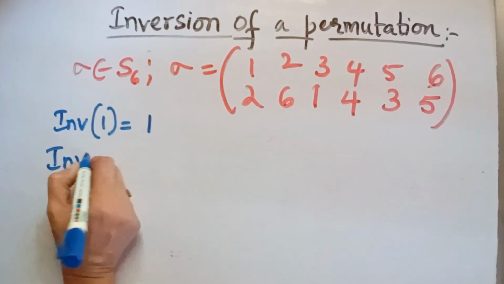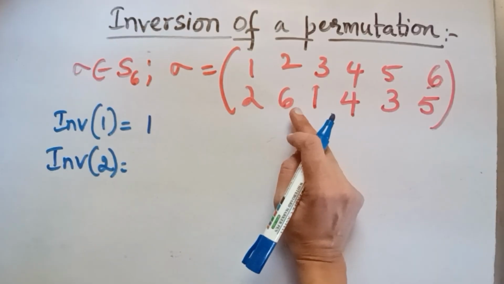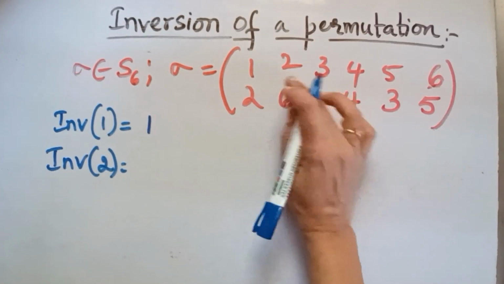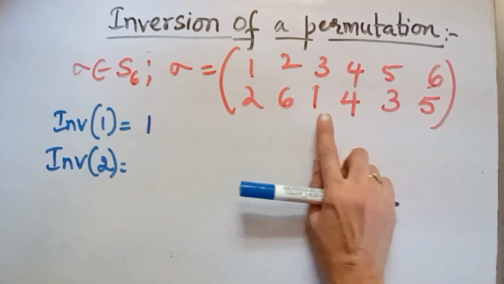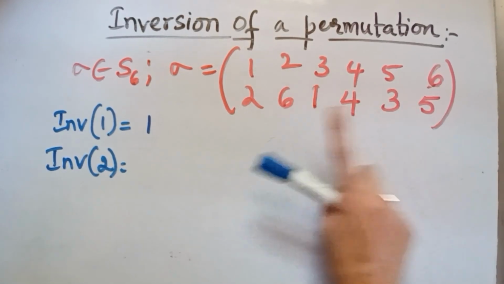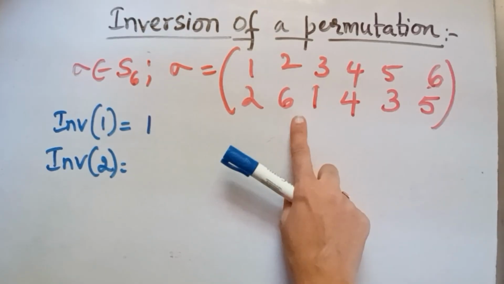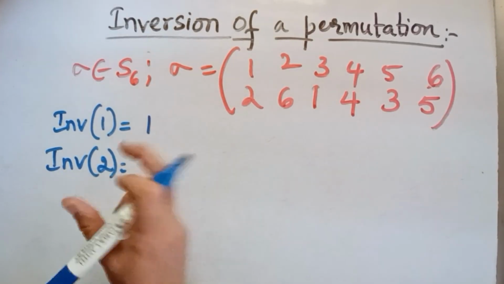Next, inversion of 2 equal to, where does 2 map to? 2 maps to 6. Sigma of 2 is 6. You have to search for values which are less than 6 to the right. So every value is less than 6 here. So 1, 2, 3, 4. There are 4. You have to count them. That count has to be written here.